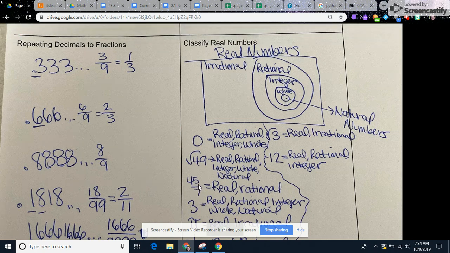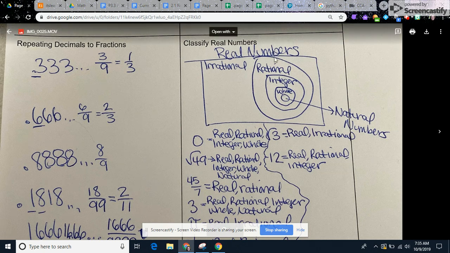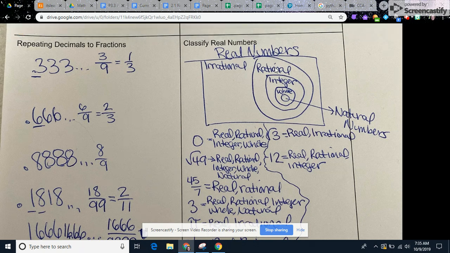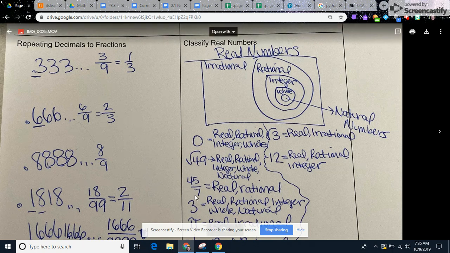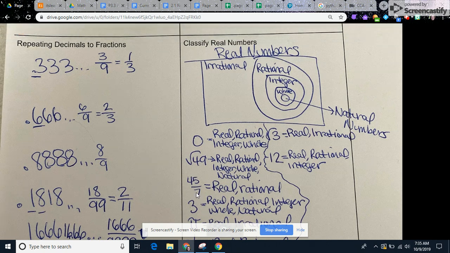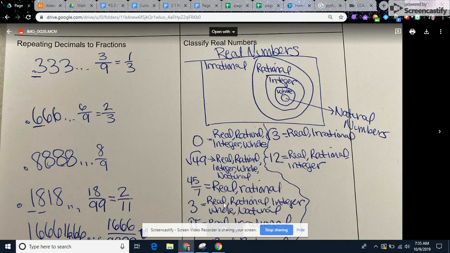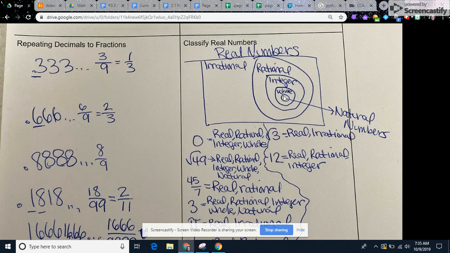45 over 7 looks like a fraction right now, right? So therefore, it's a real number. And it's a rational number because it can be written as a fraction. The fraction is 45 over 7. But it doesn't divide out evenly, so there would be a decimal when you divided it out. Therefore, it's not an integer, so you'll stop at rational. 3 is a positive whole number that you naturally count. So it's real, it's rational, it's an integer, it's whole, and it's natural.